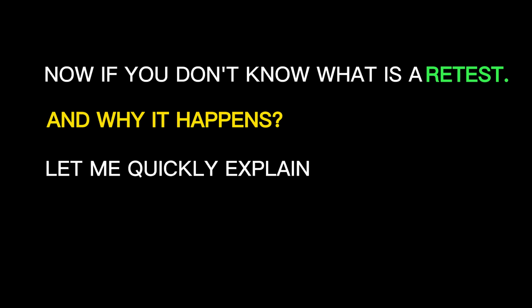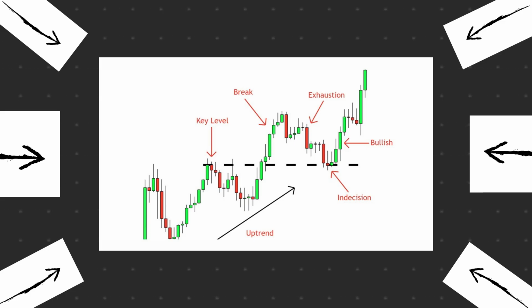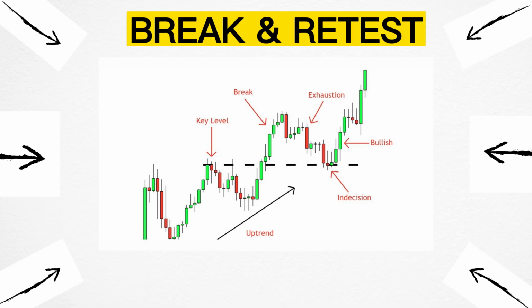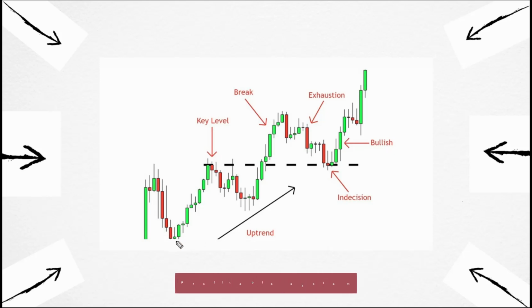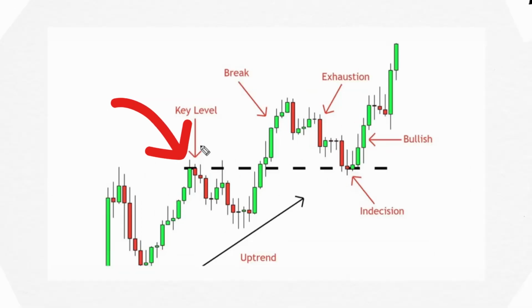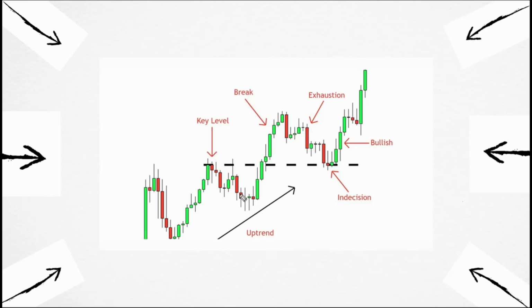Now if you don't know what a retest is and why it happens, let me quickly explain. For me, everything is built around this one system. This system is called break and retest. All this means is, when you see a stock, in this example, you can see the stock is in an uptrend. Because we see a low put in here, we create a brand new high, we create a higher low, then we break above and create a brand new high. Well, this previous resistance is now turning into support right here, because this is where the sellers were sitting and pushing the stock below, but we know we are in an uptrend.